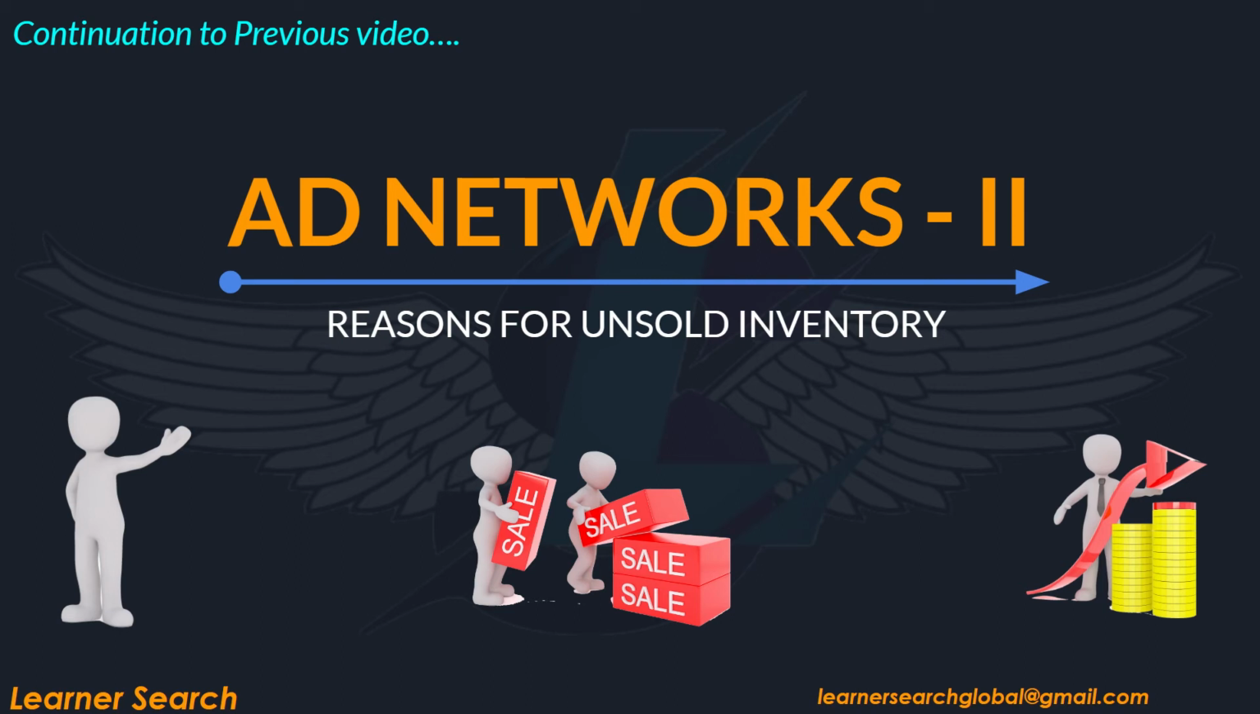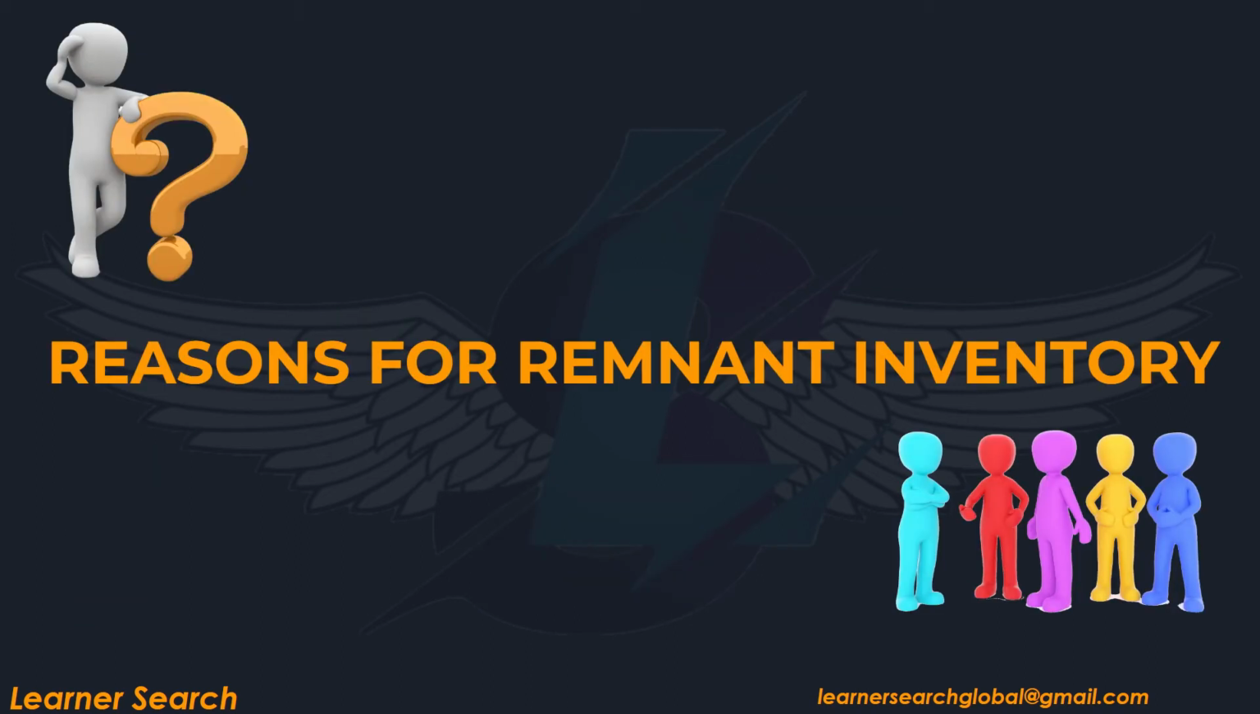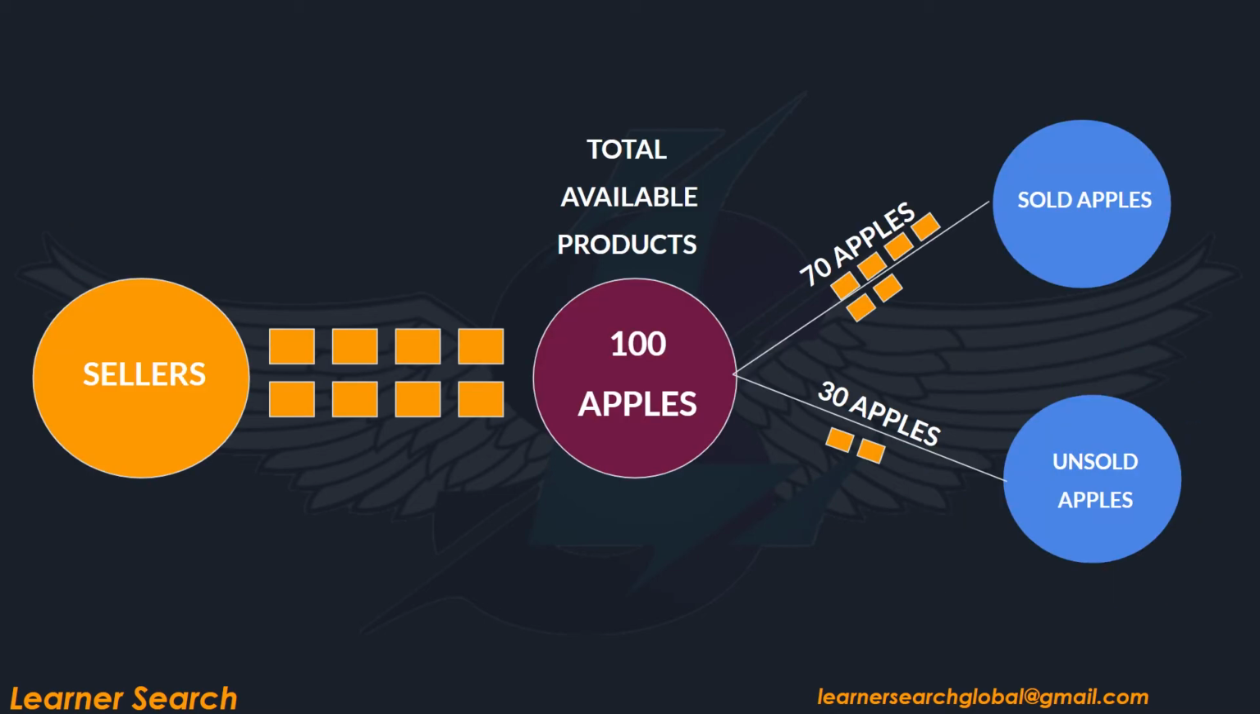In the second part of the ad network series, I am going to explain what the reasons are for inventory becoming unsold or remnant for publishers. In other words, what causes publisher inventory to become unsold or remnant. Let's start this with an example.